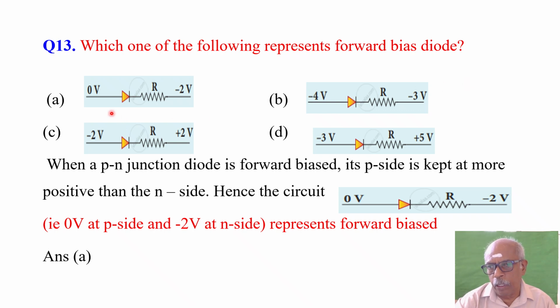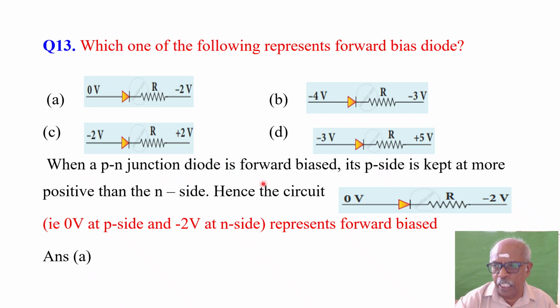Option A, P type 0 volt, N type minus 2 volt. Option B, P side minus 4 volt, N side minus 3 volt. C, P side minus 2 volt and N side plus 2 volt. And in option D, P side minus 3 volt, N side plus 5 volt. Which is the right option?